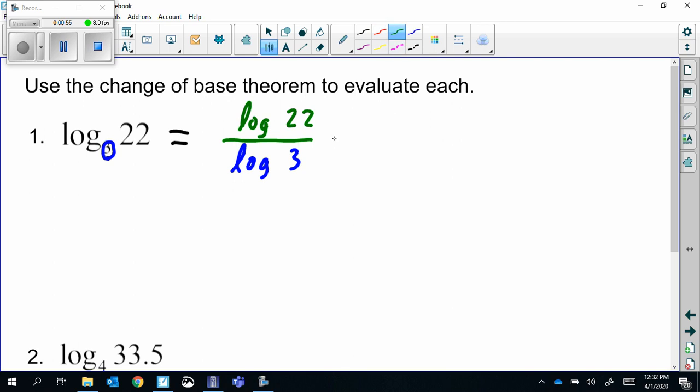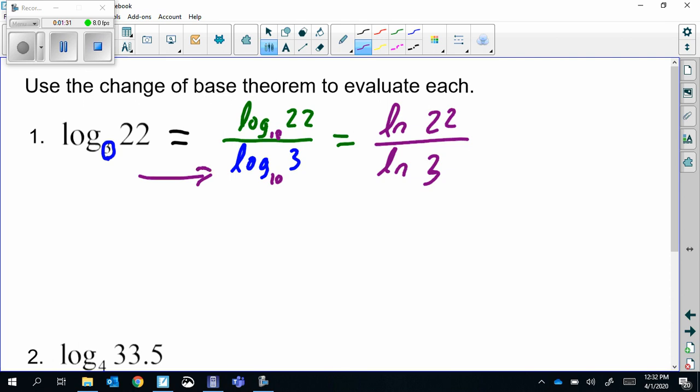You can do this with any log you want. So right here I did log with no base written, which is implied base 10. But you could also do it with natural log or any other base that you want to. So it could be log of 22 over log of 3 or natural log 22 over natural log 3. Doesn't matter what base you're doing. But the main thing to remember is that the base, the little subscript number there, goes to the bottom, the denominator.